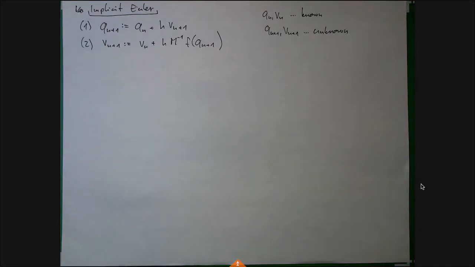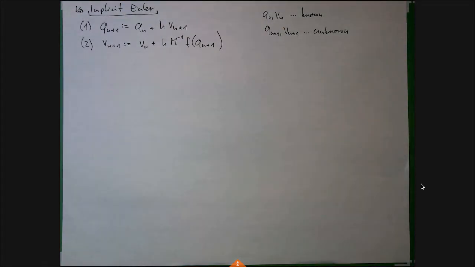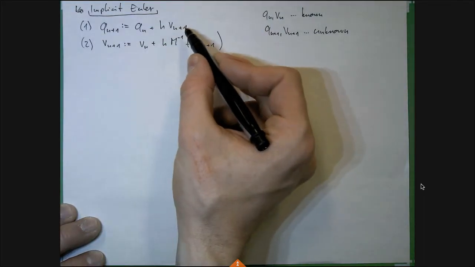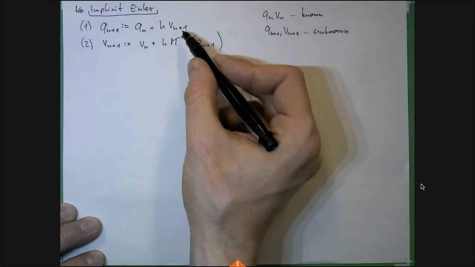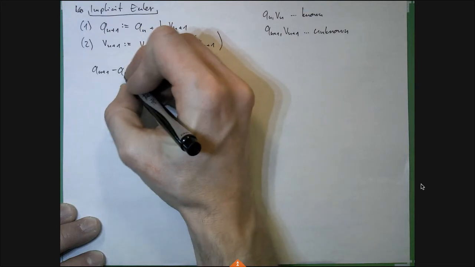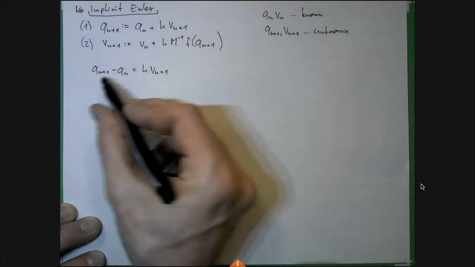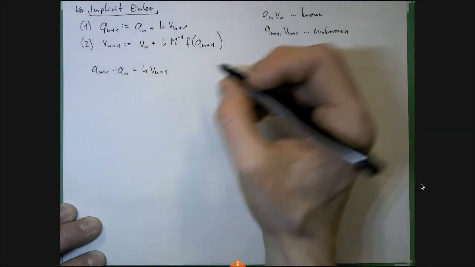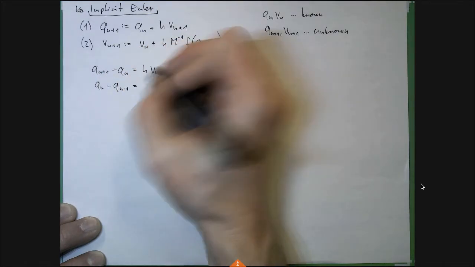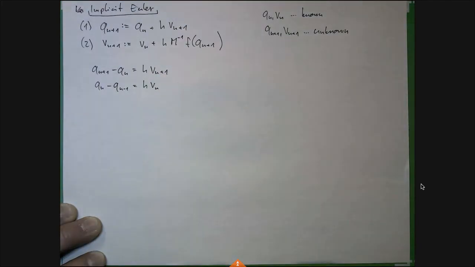But here is the cool thing we can do instead. We can rewrite this as an optimization problem. Let's see how this is done. First, I just isolate the velocity. If I do Qn plus 1 minus Qn, that will be h Vn plus 1. And if I write the same formula for the previous step, I get that Qn minus Qn minus 1 equals h Vn. That's the same update rule for the previous step.